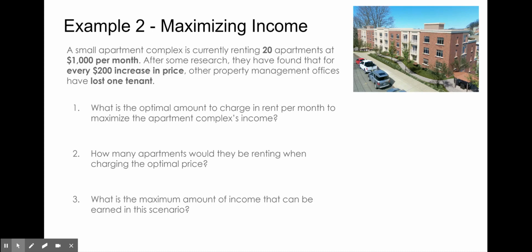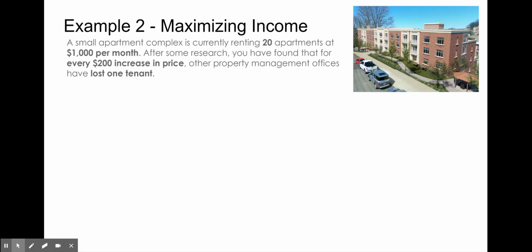How many apartments would they be renting when charging the optimal price? What is the maximum amount of income that can be earned in this scenario? In order to answer these questions, we need to break our scenario into pieces. First, let's notice what their current income is.